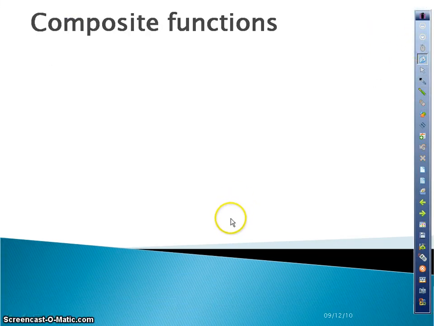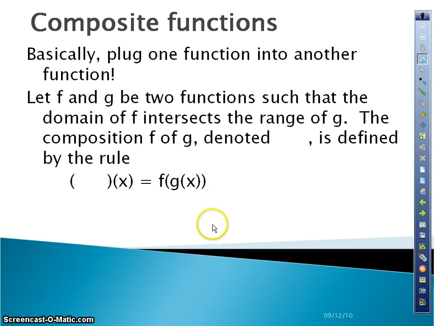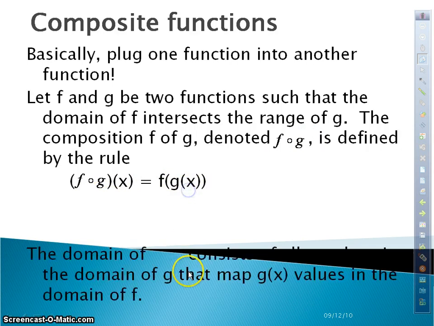All right, so we have composite functions next. Basically, we're going to plug one function into the other function. So f and g are two functions such that the domain of f intersects the range of g. The composition function f of g, denoted f little circle g, is defined by the rule f of g equals f of g of x.